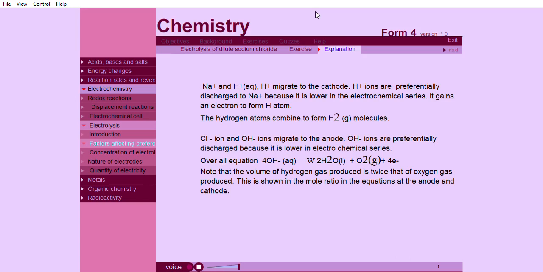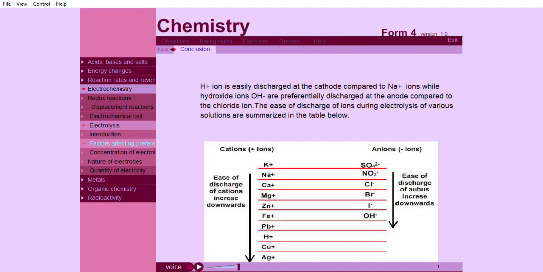The overall equation is: note that the volume of hydrogen gas produced is twice that of oxygen gas produced. This is shown in the mole ratio in the equations at the anode and cathode. Hydrogen ion is easily discharged at the cathode compared to sodium ions, while hydroxide ions are preferentially discharged at the anode compared to the chloride ion. The ease of discharge of ions during electrolysis of various solutions are summarized in the table below.